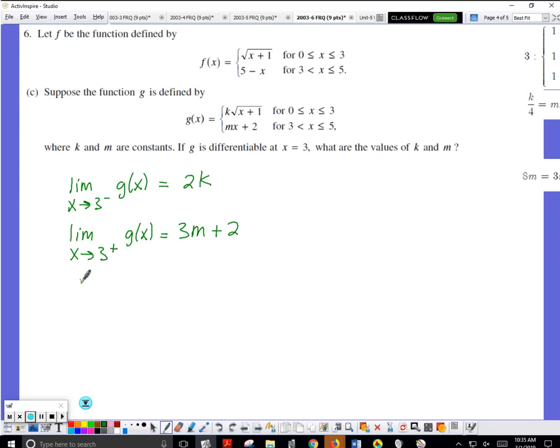So g of 3 is going to equal 2k again. And since g is continuous, I don't really have to write that. They just want me to find the value, so I don't have to have justification. So I know that 2k must equal 3m plus 2. That's not my answer, but that's going to be helpful.